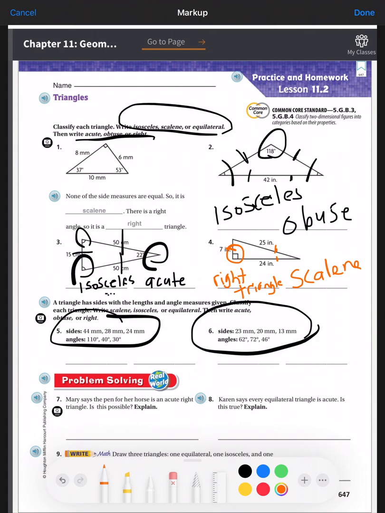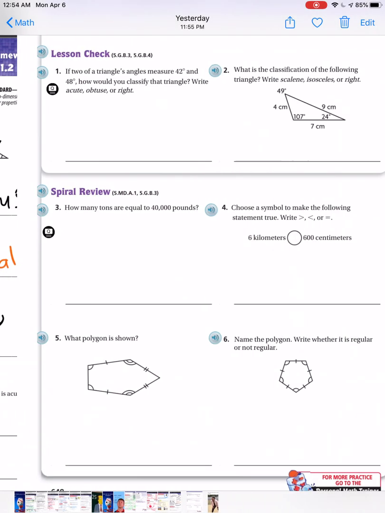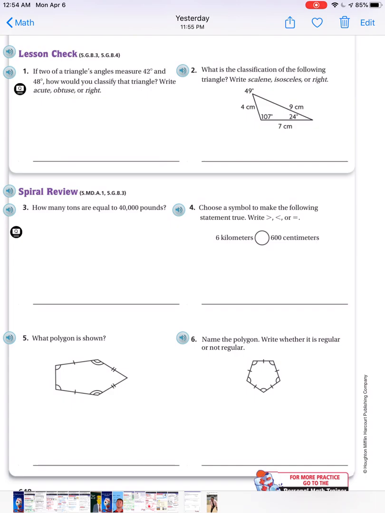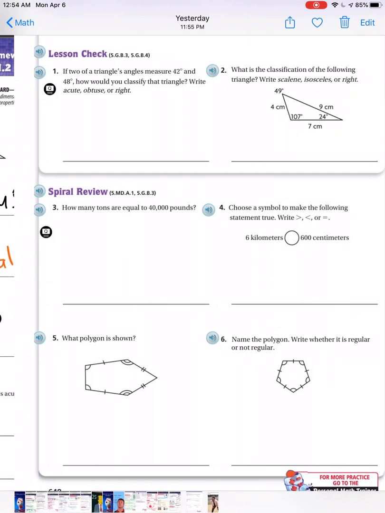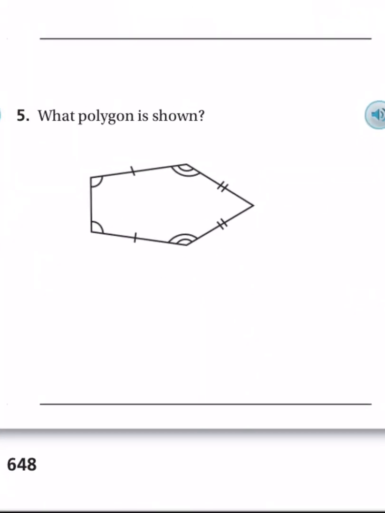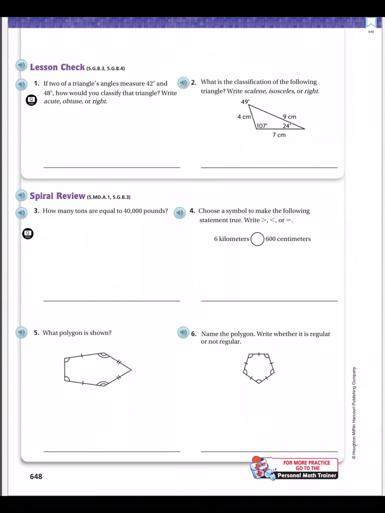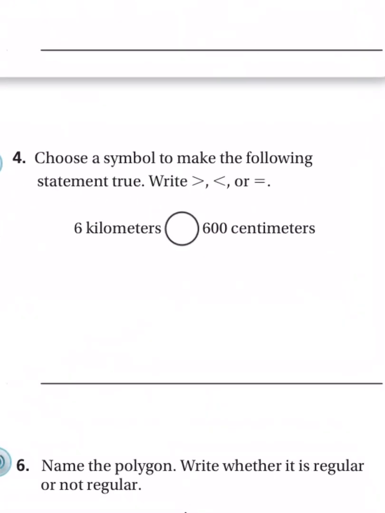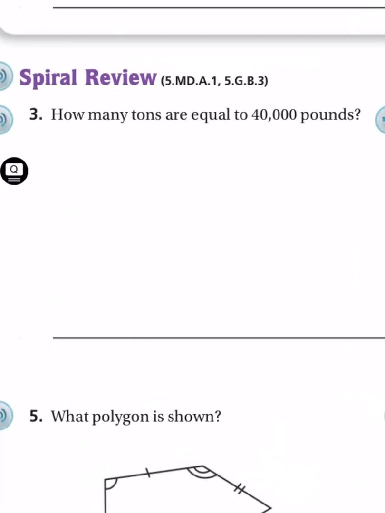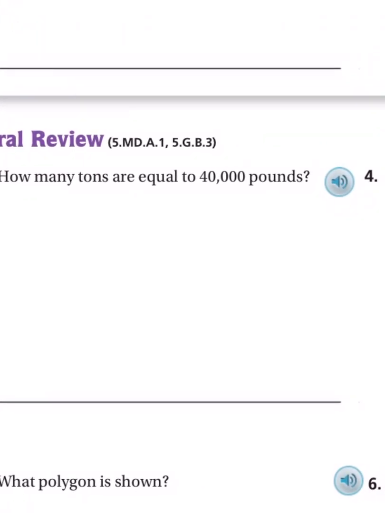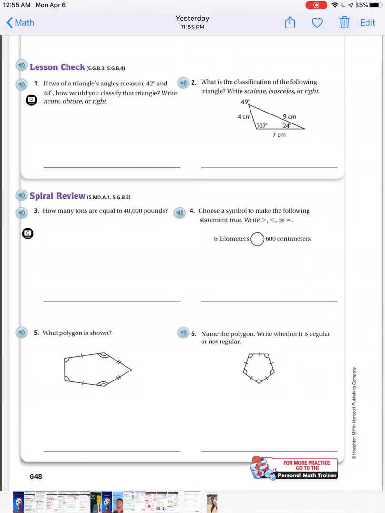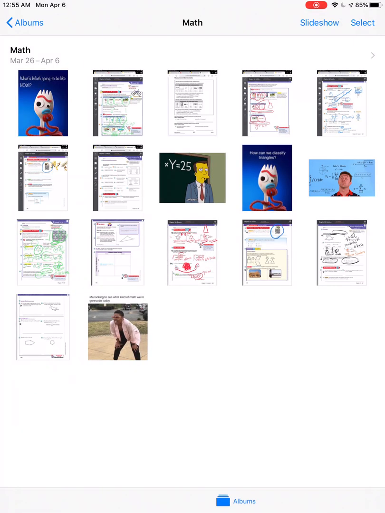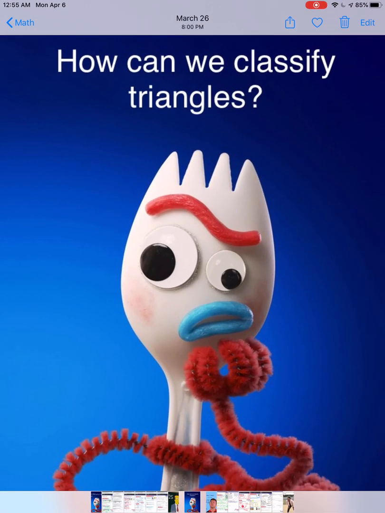You might want to try some more of these. Over here, you have the lesson check. These ones would be good ones to try, and also the spiral review. You'll see some more polygon stuff down at the bottom here, and here looks to be kilometers and centimeters. Here: how many tons are equal to 40,000 pounds? Oh, a division problem. Oh, I gave it away. Hopefully this is helpful to you in thinking about how we can classify triangles.